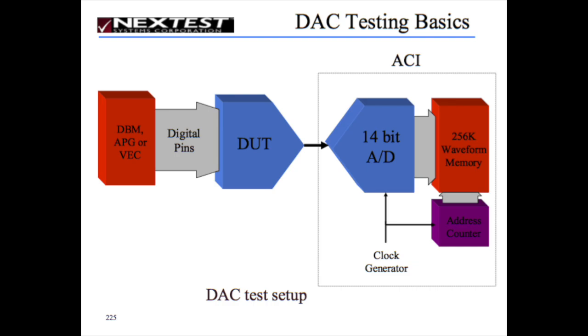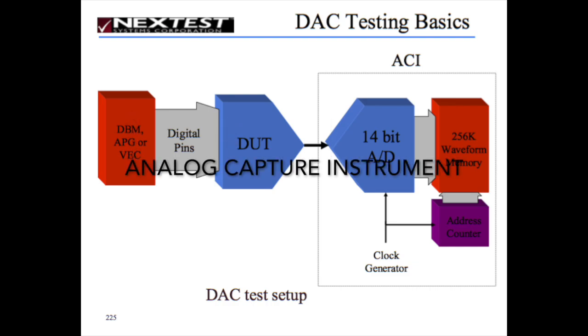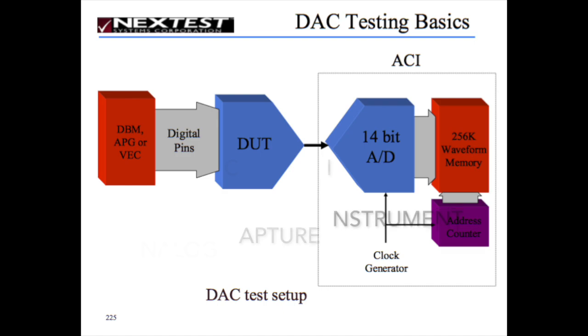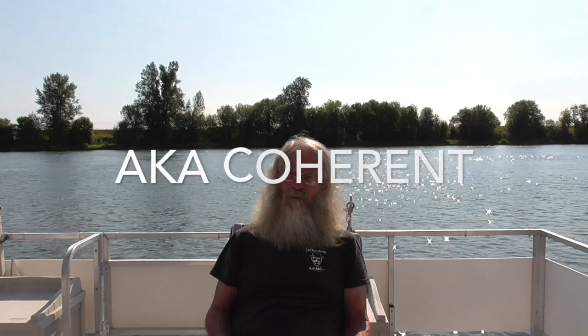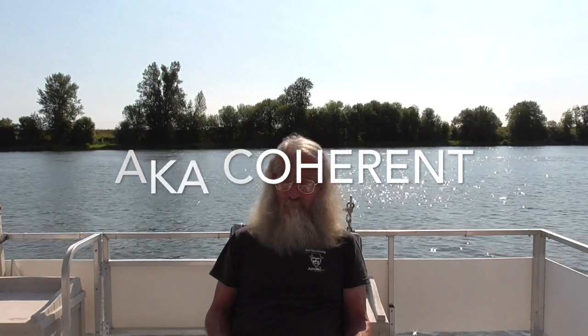So that data goes into my DAC. The DAC, which is the DUT, puts out an analog waveform, and we're going to capture it with our ACI. That's the analog capture instrument, which is a 14-bit A to D with 256K of waveform memory, and the clock generator. Now remember that the digital that is driving this is controlled by a clock, and the clock generator to the ACI is related. It doesn't have to be the same frequency, but it's related.